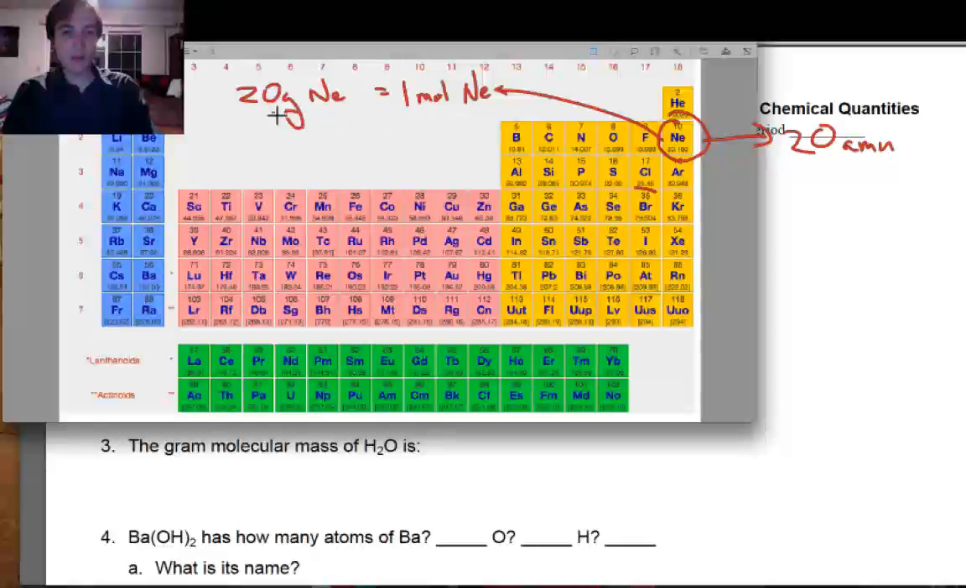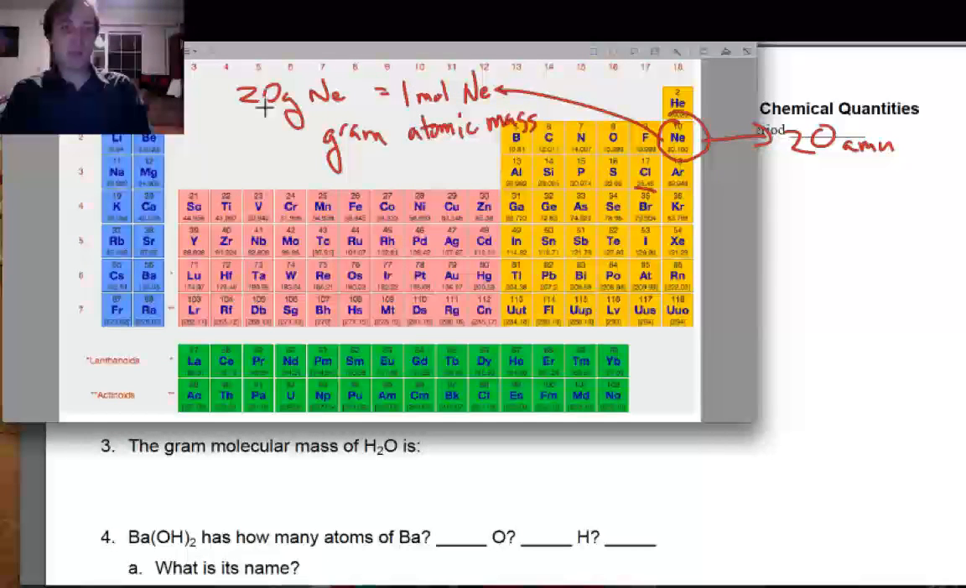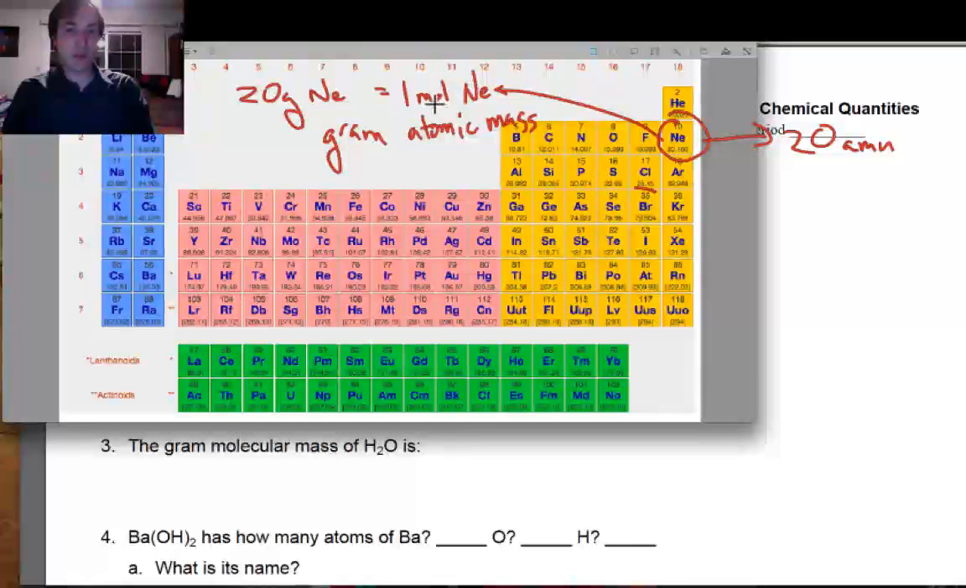So this is what we mean when we say gram atomic mass. We simply want the grams. We take the number from the periodic table and we give it grams as units, and that's going to tell us the mass of 1 mole of that substance. It doesn't matter what substance you're talking about, whether it's iron. Iron has a mass of 55.84, so a mole of iron has a mass of 55.84, or if we round it off, 56. So for number 1, this is what we're looking for right here.